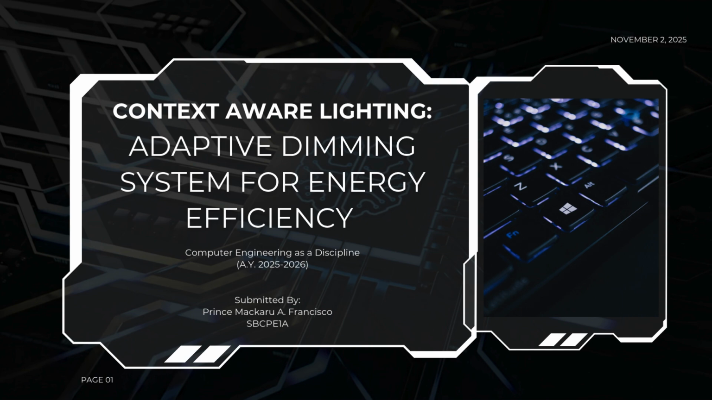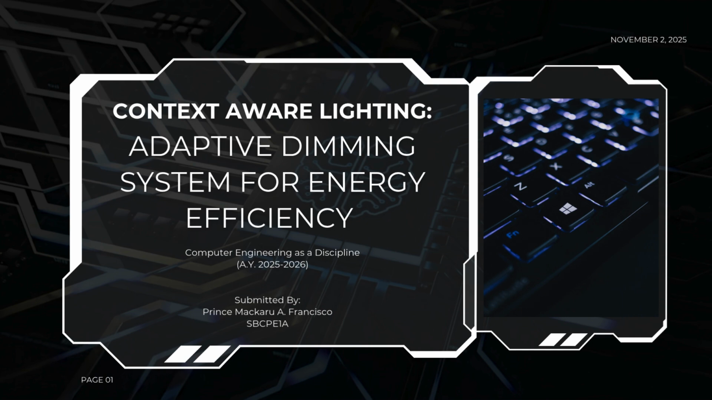From SPCPE 1A, and today I will introduce to all of you my case study for computer engineering as a discipline. My case study is called Context Aware Lighting Adaptive Dimming System for Energy Efficiency. Now, this is a smart lighting system that automatically adjusts the lighting based on the brightness or the motion of the environment in order to save energy. This system focuses on reducing unnecessary electricity waste.